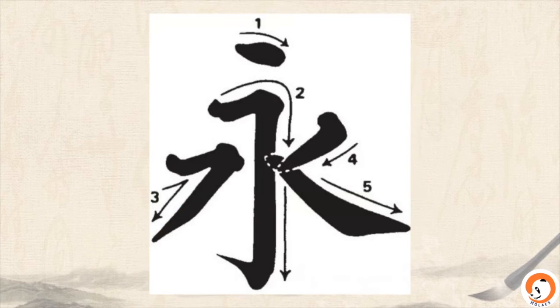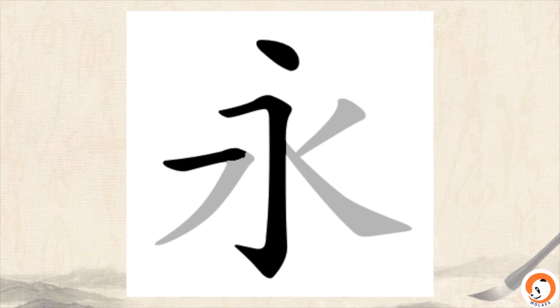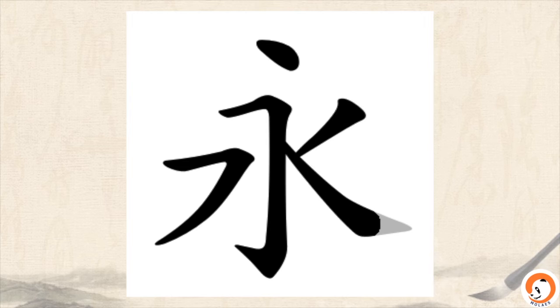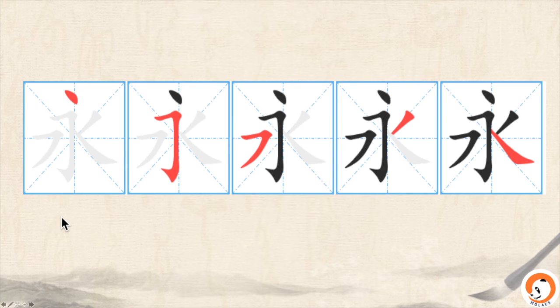Now let's look at how we write it. The order is shown here. From the top, a dot in the center, which counts as one stroke, and then left and right. Let's have a look. 1, 2, 3, 4, 5. Now let's practice and write it beautifully.